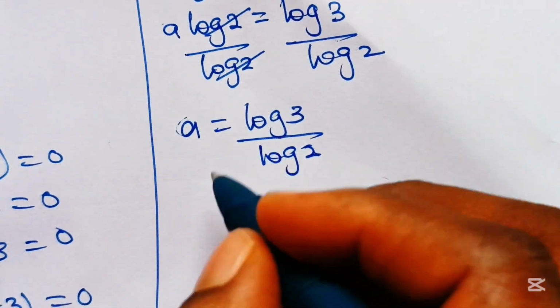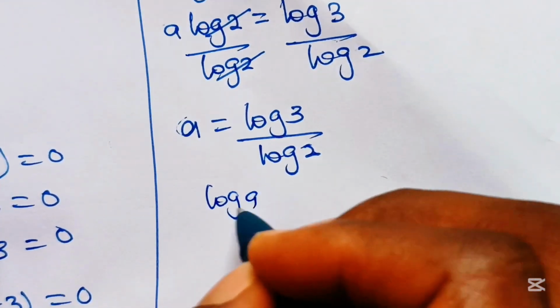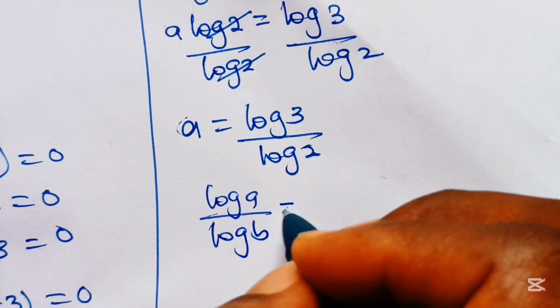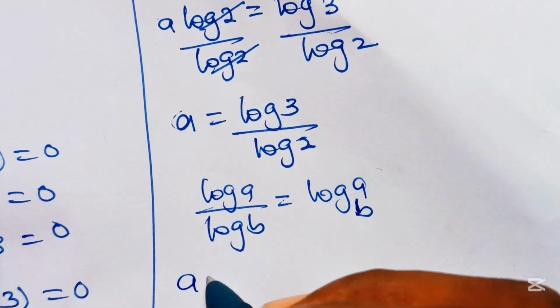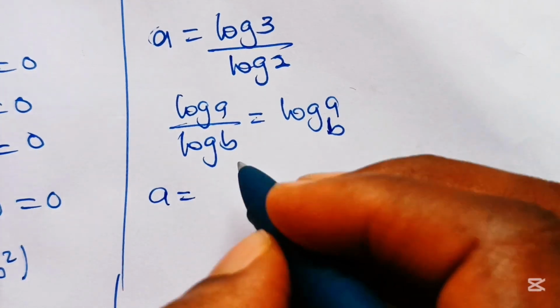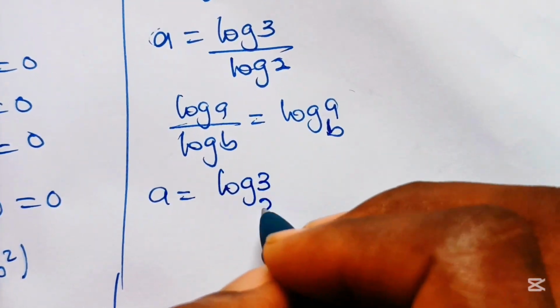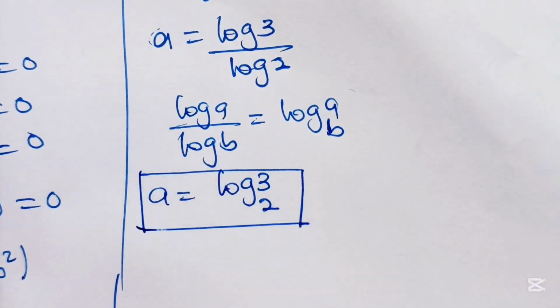Now note, when you have log a over log b, it is equal to log a base b. So that means you can get a to be equal to log 3 base 2. So this is the value of our a.